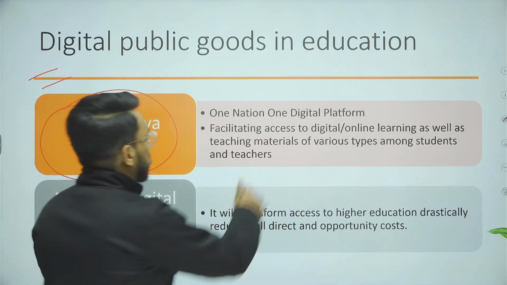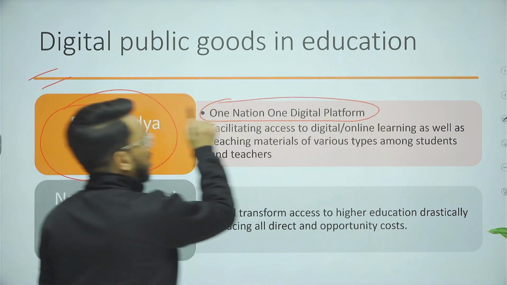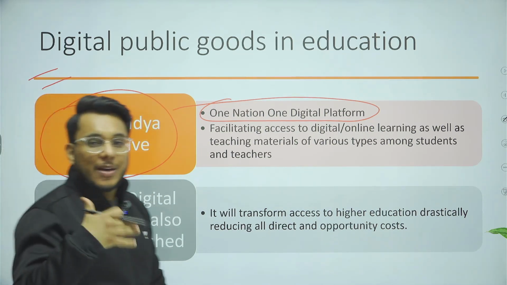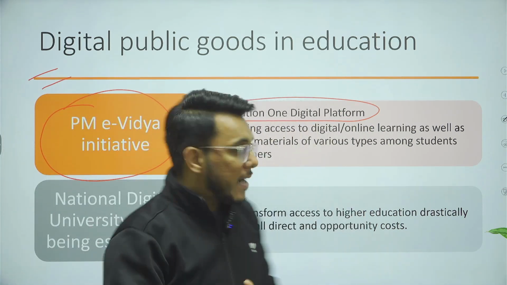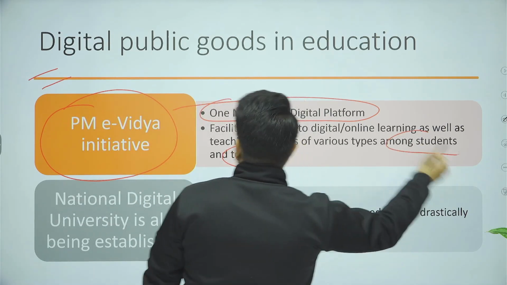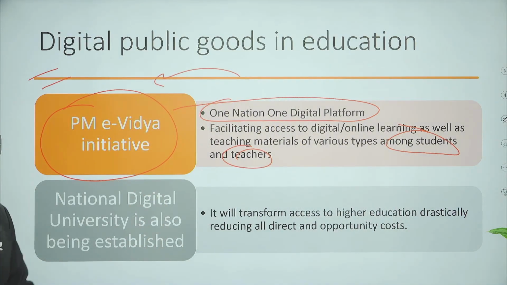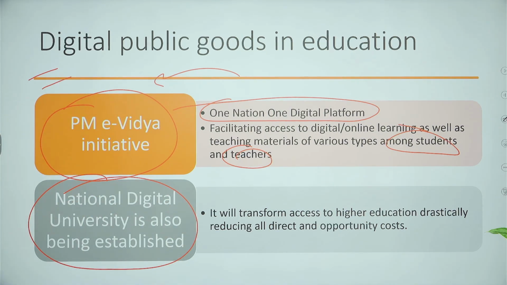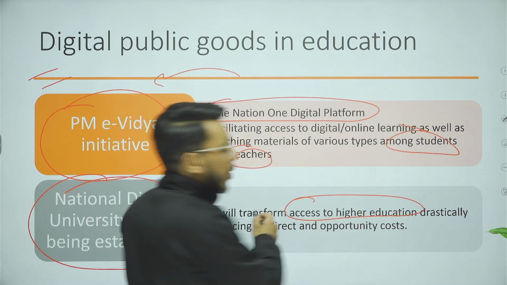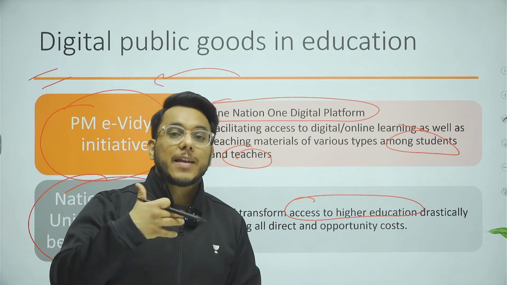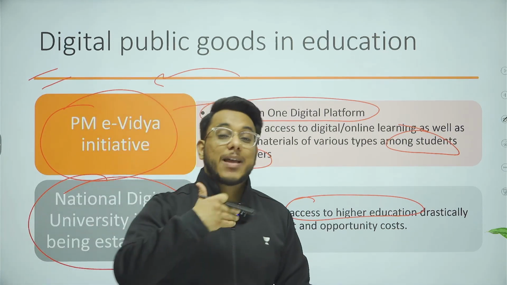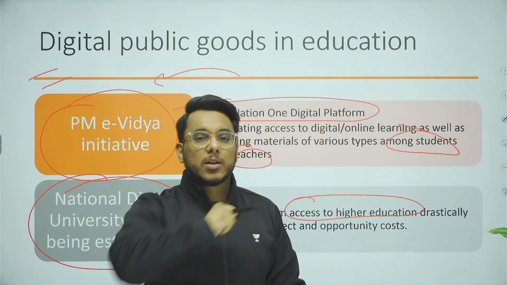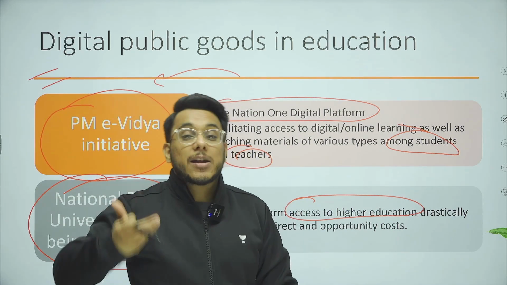PM eVidya is an initiative based on the philosophy of one nation, one digital platform, where digital online learning materials will be provided to both teachers and students. Then next is the National Digital University. It will provide access to higher education to people who cannot afford full-fledged offline education. While people are working, if they want to pursue education, they have to leave their job, but many people might not be in such a condition.